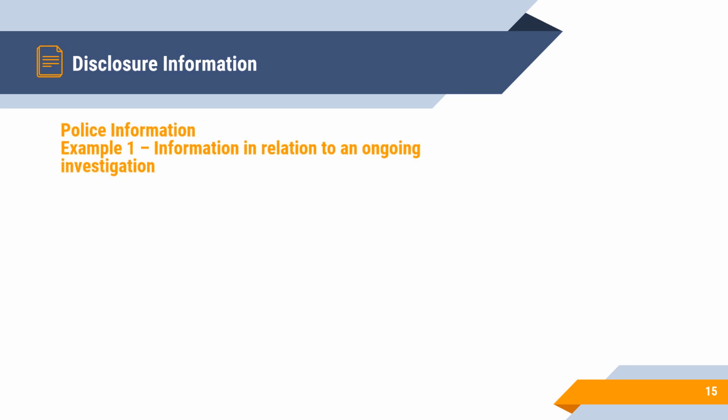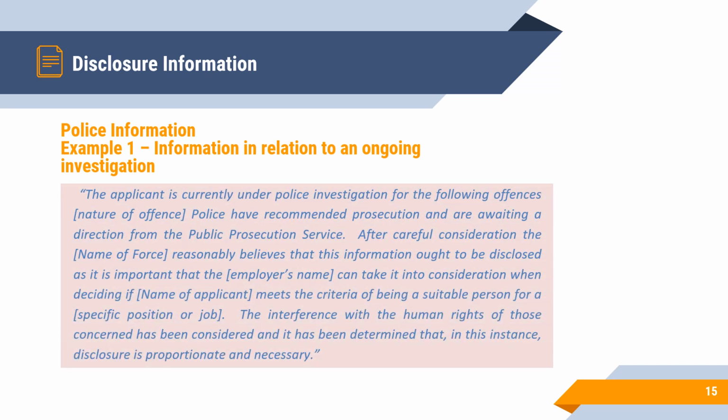The first of these clusters is information in relation to an ongoing police investigation. An example of such a disclosure is displayed on screen. In this type of disclosure, police may share information indicating that the individual is currently under investigation for specific offences and that they are awaiting direction from the PPS.